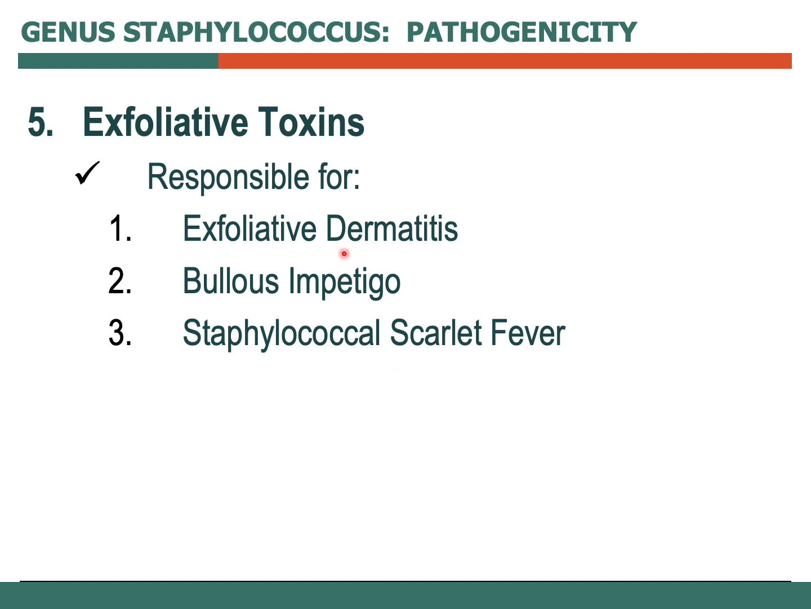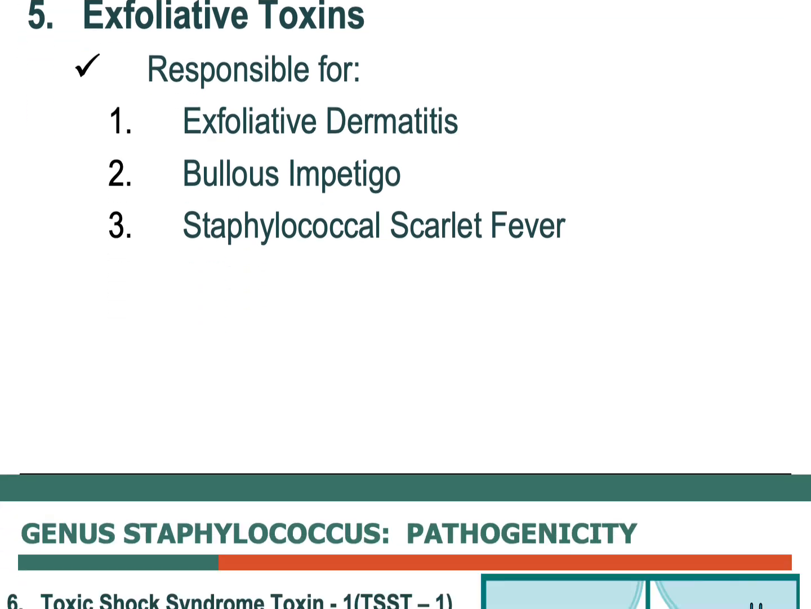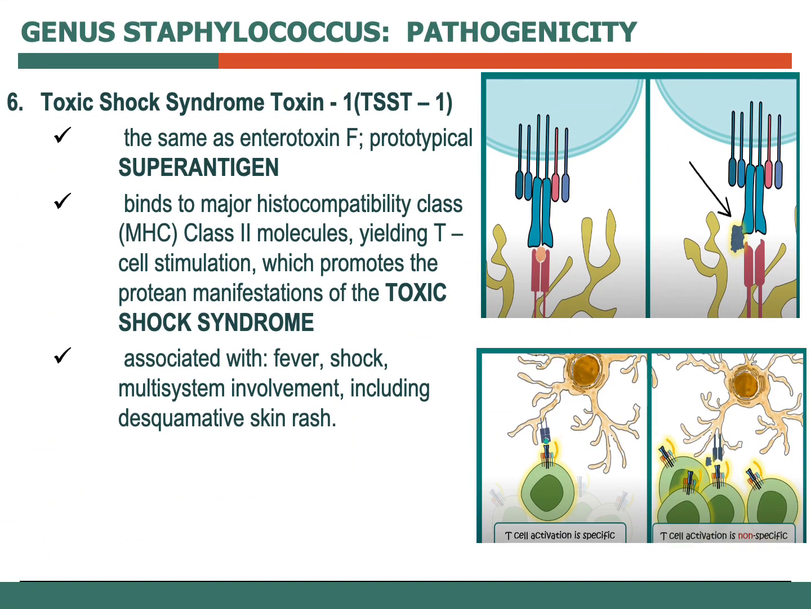So the exfoliative toxin class is responsible for exfoliative dermatitis, your bullous impetigo, and even your staphylococcal scarlet fever, which is common in babies. Okay, so another toxin released by Staphylococcus aureus is your toxic shock syndrome toxin 1 or your TSST1. So this is the same as your enterotoxin F. As I said a while ago, your enterotoxin F is not associated with food poisoning but rather with toxic shock syndrome disease. So toxic shock syndrome toxin 1 or TSST1 is a super antigen.